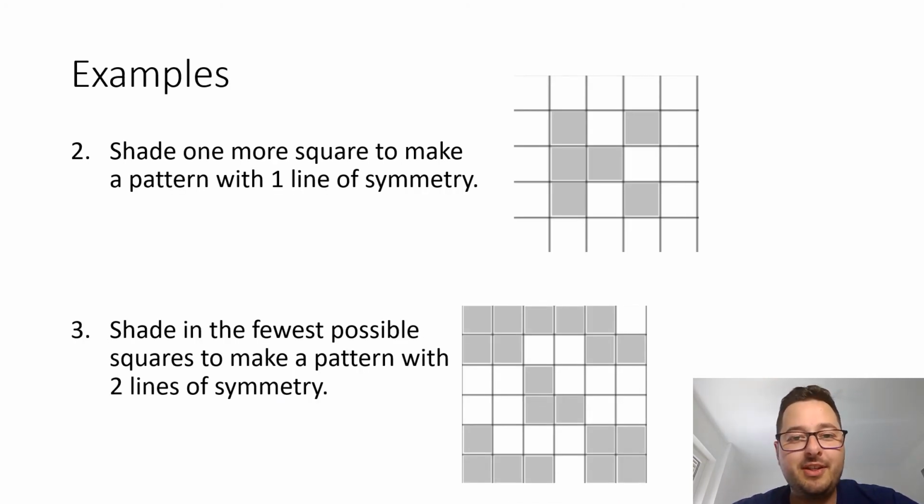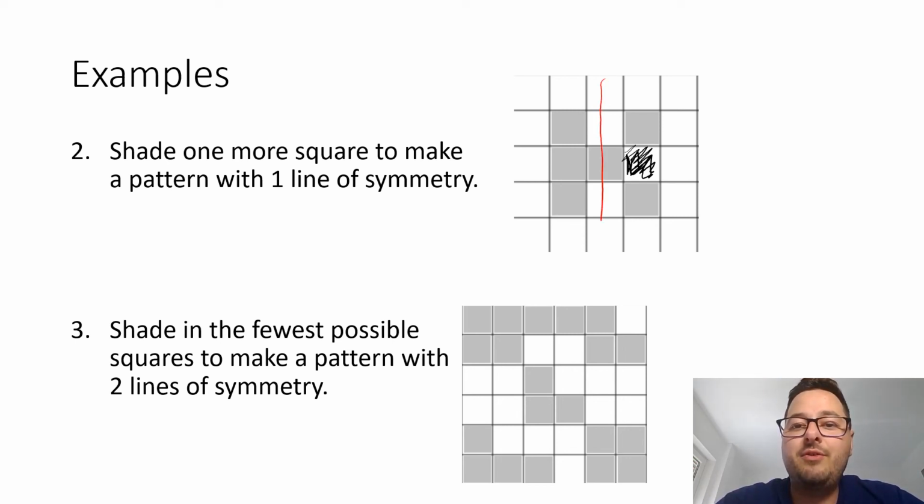Feel free to pause the video and try them yourself. Otherwise, we'll do them together. Okay, so number 2, we've got a pattern here with shaded squares. It says shade one more square to make a pattern with one line of symmetry. Okay, so let's be careful. A lot of you might be tempted to shade in this one here to finish this H. But if we did that, then this shape would have 2 lines of symmetry. It'd have one there and it would have one there. So that's no good. So we just want one line of symmetry.